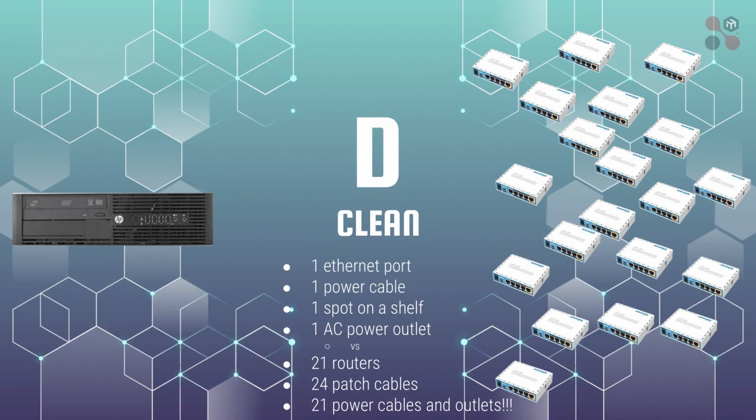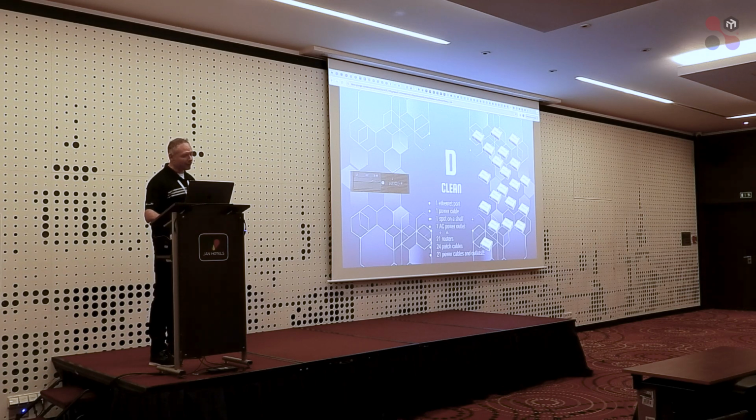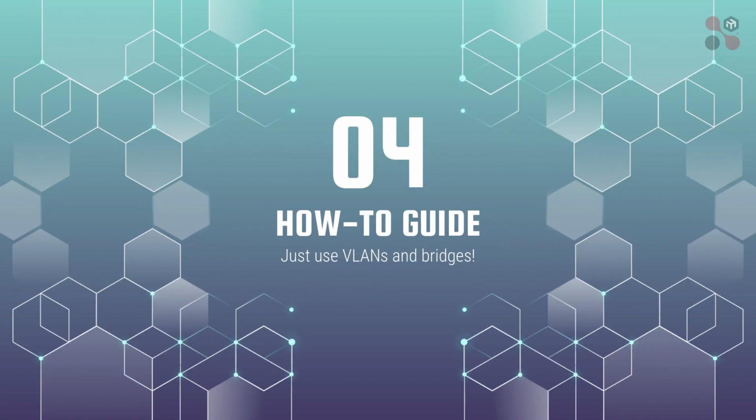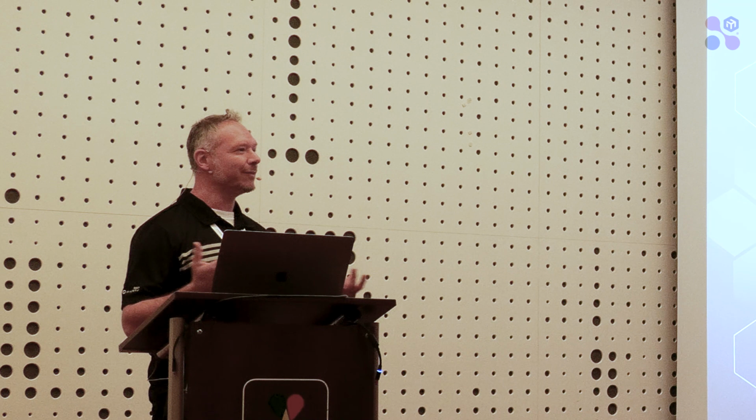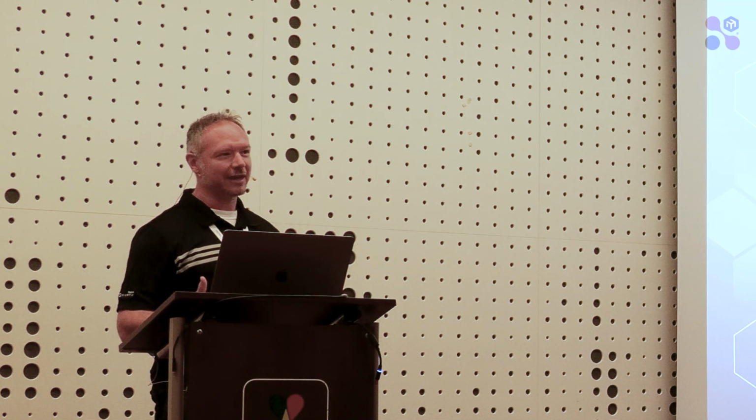And all of, again, the power cords, the power outlets that you need, all of the patch cables to go between them. Instead, we can virtualize the whole thing and just have one little machine. So let's jump into how I accomplished this task. And the trick, the magic here is just using VLANs on Proxmox.